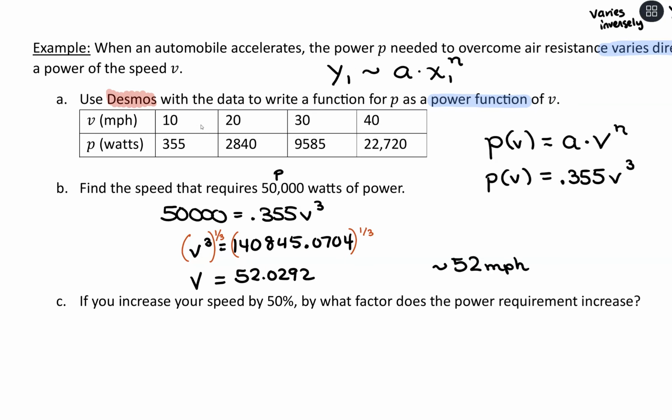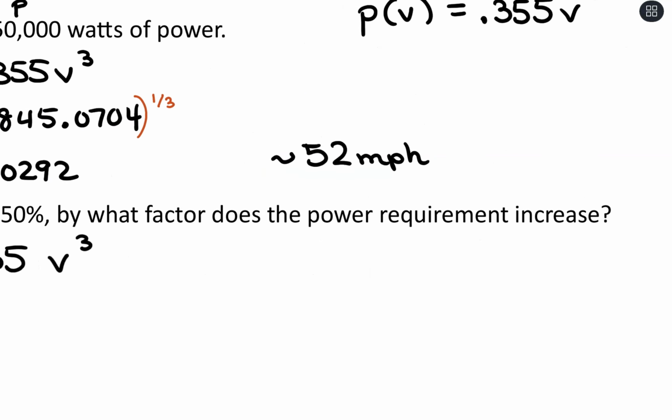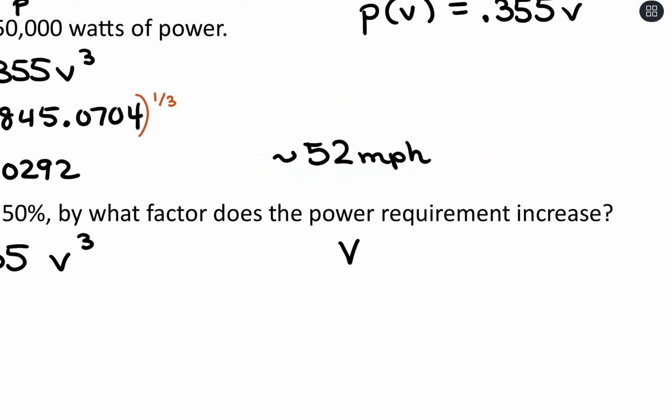If you increase your speed by 50%, by what factor does the power requirement increase? So this is a little interesting, but we can do this here. So we have our function 0.355 V to the 3rd power. So if our original speed is V and we want to increase it by 50%, what we're really saying is that we want 150% of that speed. 100% preserves that initial value that we have, and then with a 50% increase, that's what we're adding on to the 100%.